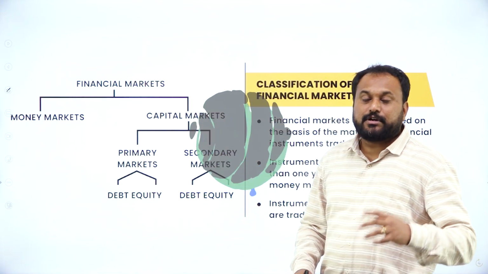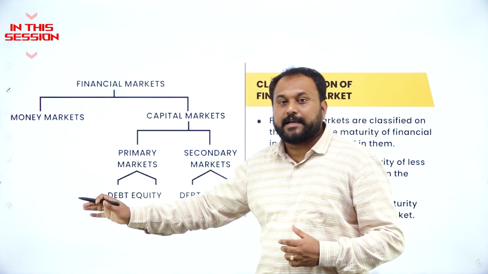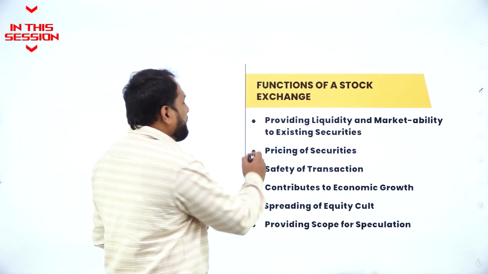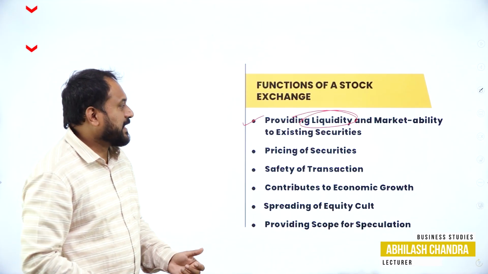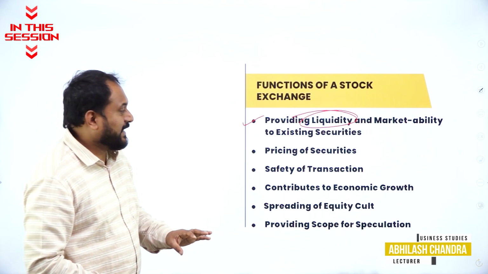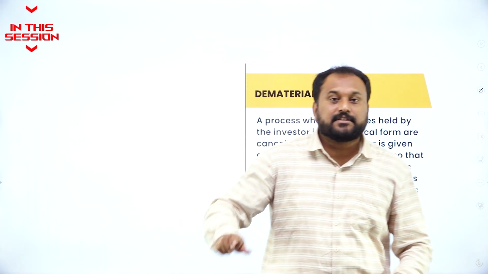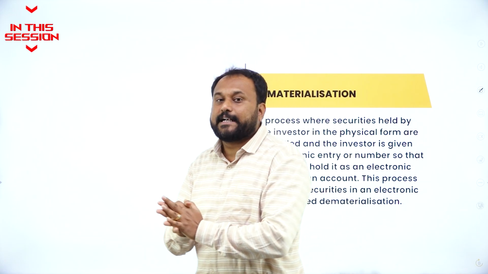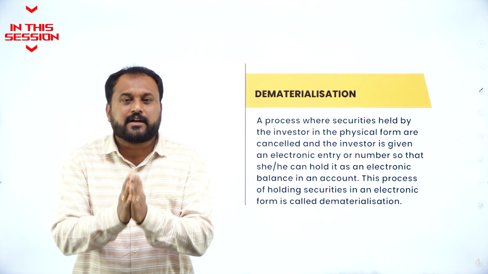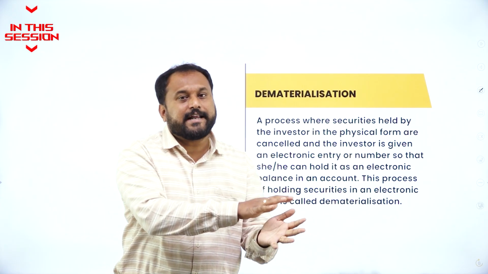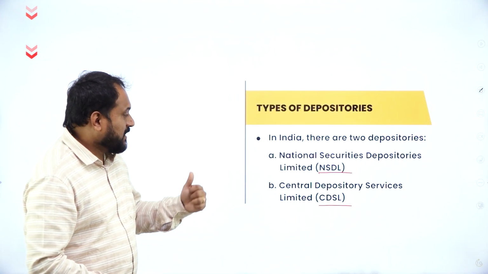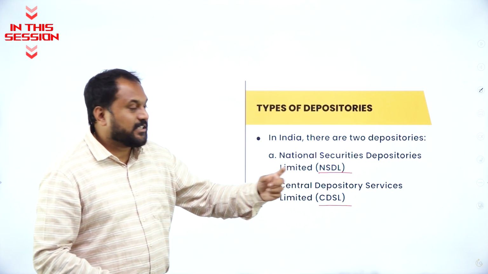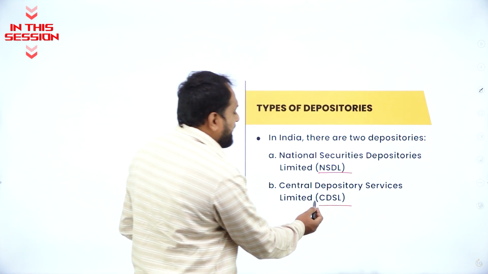In capital market, you have two types of market: primary market and secondary market. Everywhere liquidity should be there. That's the reason people actually go for stock exchange, and marketability to existing security. Dematerialization can come for 2 marks. Whenever you get dematerialization, please do not get confused with demonetization. NSDL in the sense National Securities Depository Limited. Central Depository Service Limited is called CDSL.